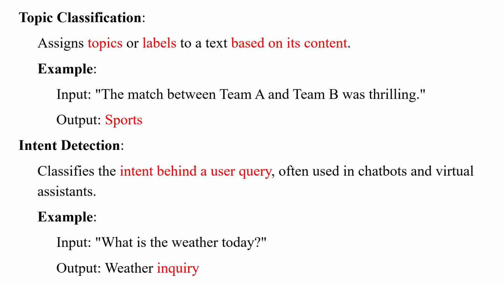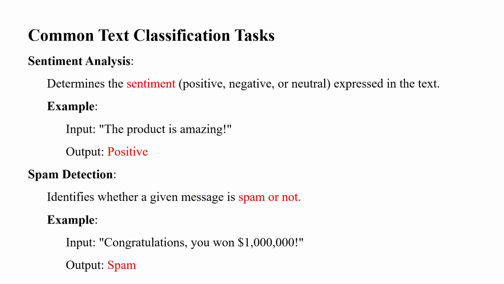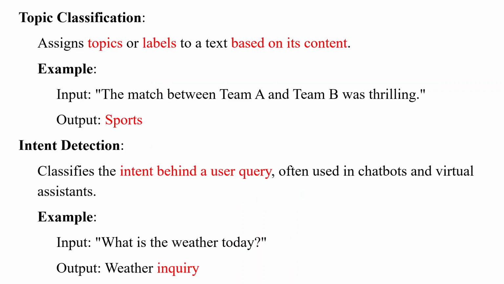So what is topic classification? Previously we discussed what sentiment analysis is, what the role of text classification in sentiment analysis is, what spam detection is, and the role of text classification in assigning the label for spam detection. Now under topic classification, here also we give some common name to the particular scenario. A match between team A and team B was trailing, it represents what? It represents the sports label. Like that, for the given textual data, if you are assigning labels, that concept we call text classification.